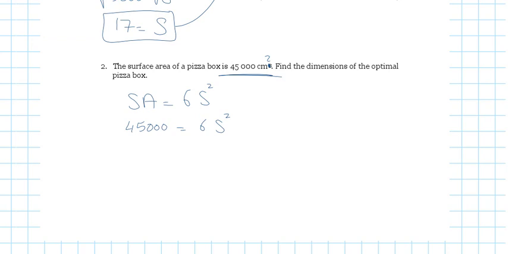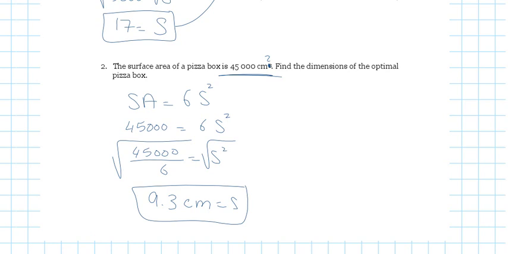That's your last step. The first step is you want to get rid of the 6. So first you're going to have to divide by 6, then you're going to have to square root. What do you get? So you divide by 6 first, and then you square root, so 9.3 centimeters. So if it's 9.3 centimeters by 9.3 by 9.3, that's going to give you your optimal shape.